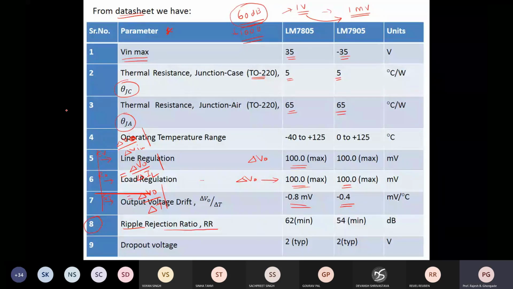Okay, I'll proceed. Another important parameter is the dropout voltage. Now, what is this dropout voltage? We have already seen it, but if required, okay. Remember that the internal pass transistor has always to be in the active region. It should always be in the active region.